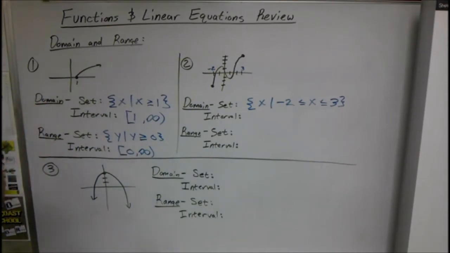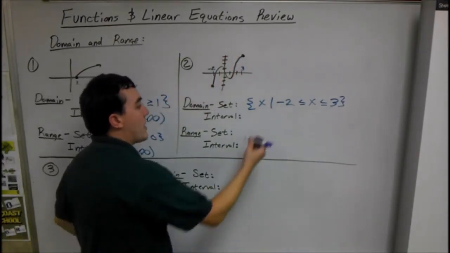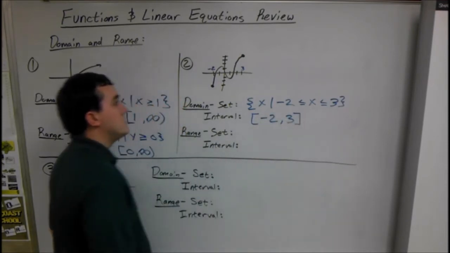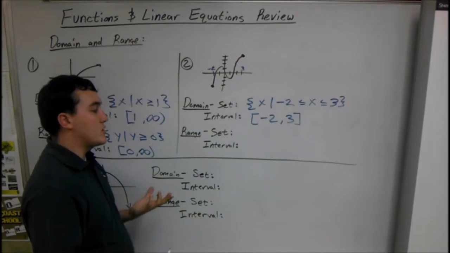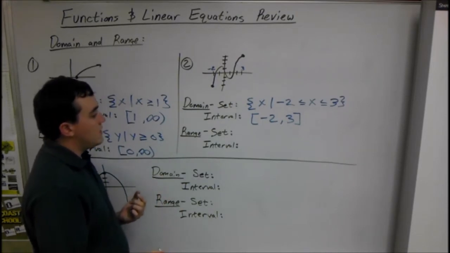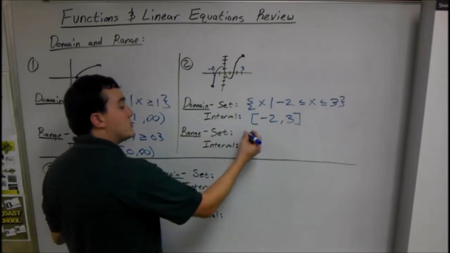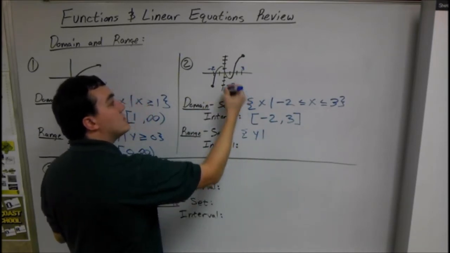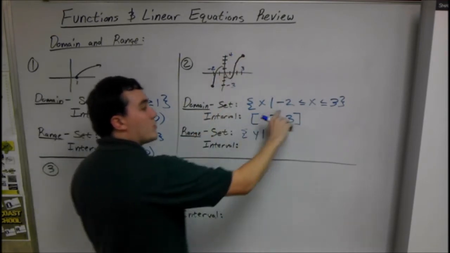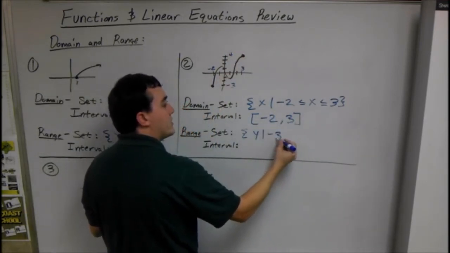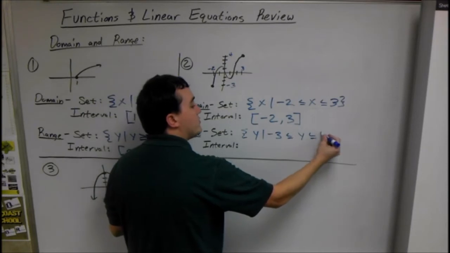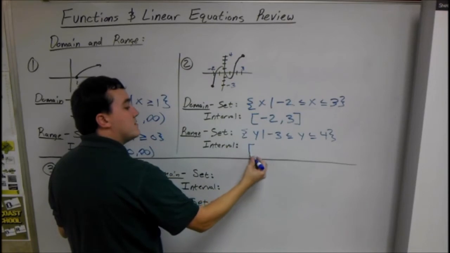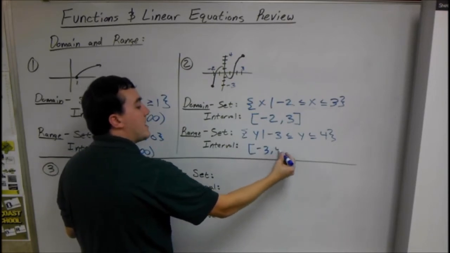Similar for interval notation. Since they're both filled in circles, we use brackets. From -2 to 3, bracket. If it's an open circle, we would use a parenthesis. Set notation for range, we're using y values. Y is going from -3 here to 4. So we're going to write it almost the same just with y's. -3 less than or equal to y less than or equal to 4. And same thing, they're both closed circles, so we use brackets. Lowest value to the highest value.